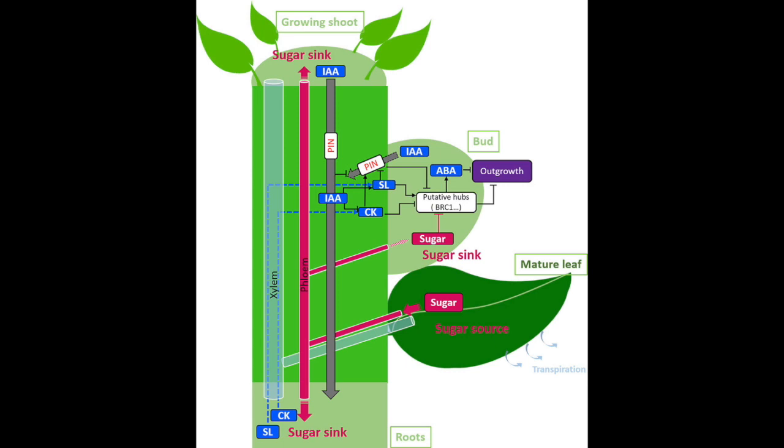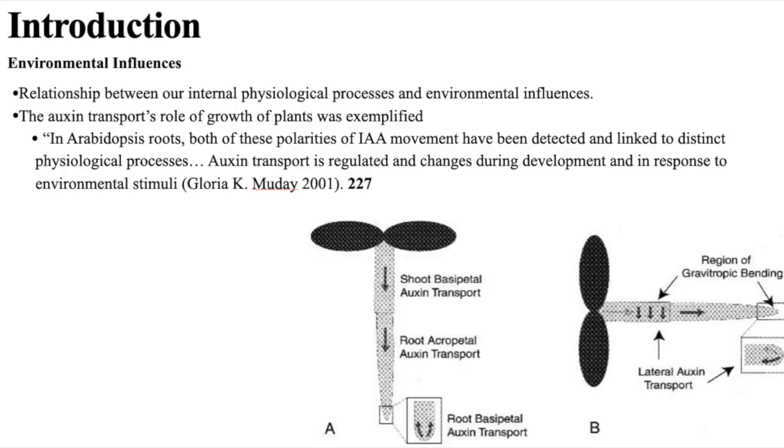The relationship between our internal physiological processes and environmental influences by Gloria K. Moody, and she said that in Arabidopsis roots, both of these polarities of IAA or auxin movement have been detected and linked to distinct physiological processes. Auxin transport is regulated and changes during development and in response to environmental stimuli. This brought us to our research question.